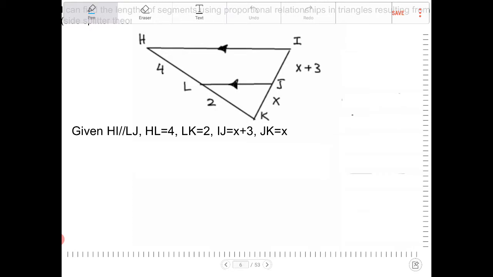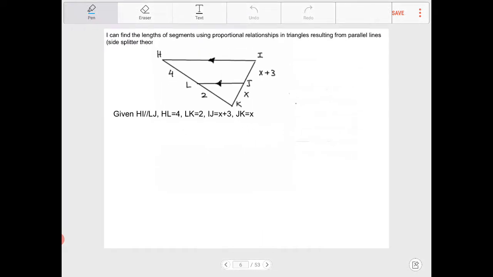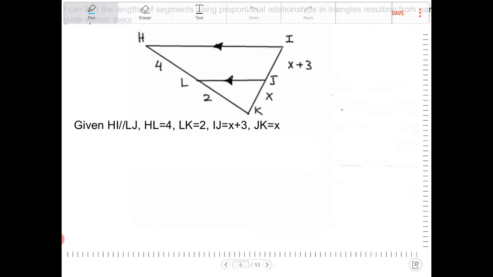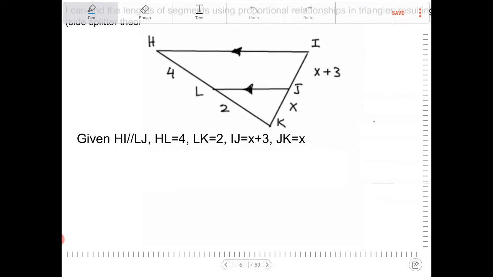Right now, I encourage you to pause the video. The goal is to solve for all the various side lengths here that we don't know. Welcome back. Hopefully you had some chance to think about this. There are many different ways of approaching it. You can compare x to x plus 3, or you can compare 2 to 4. Alternatively, applying the Sidesplitter Theorem, you can do x divided by 2 is to x plus 3 divided by 4. Either way, you will arrive at the same conclusion.